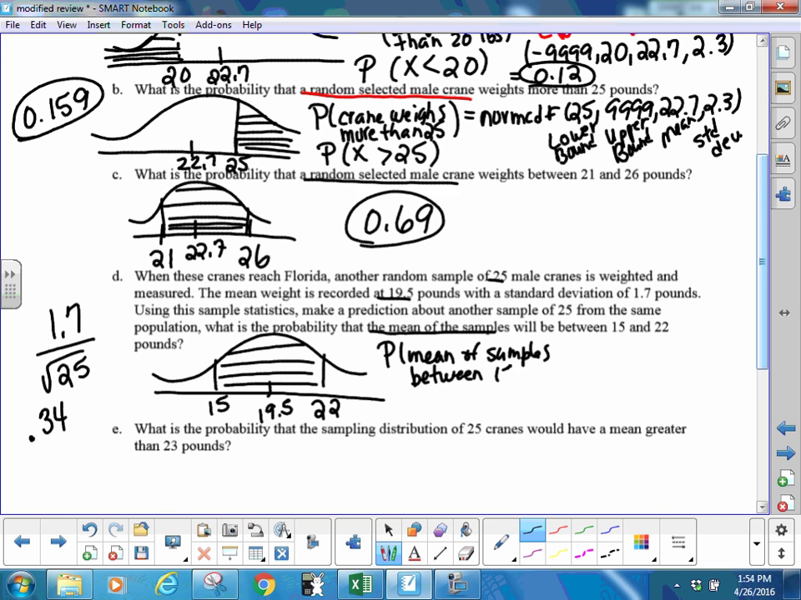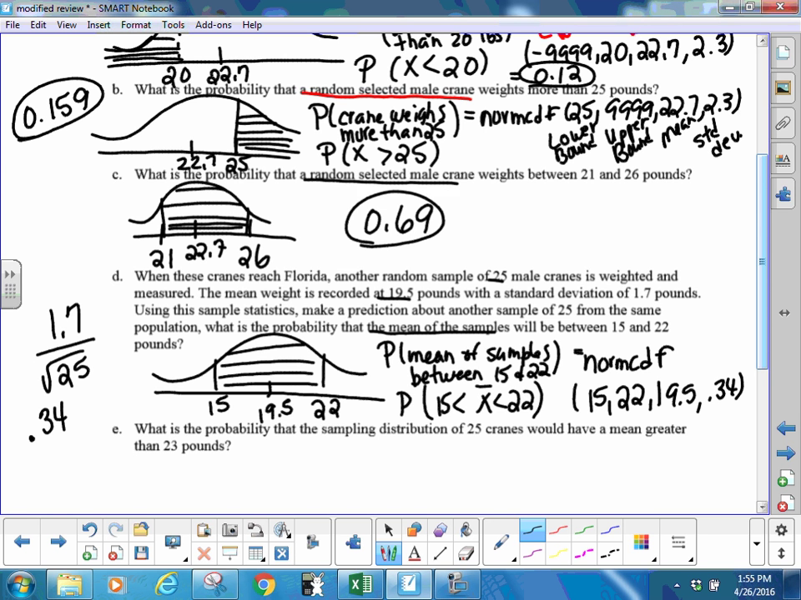Between 15 and 22. And Sydney, here's where your X bar would have come in. If you decide you want to do this notation, just do the probability that X bar is greater than 15, less than 22. Pick your method, and then it'll again be normal CDF, lower, upper, mean, and your standard deviation for your sample.